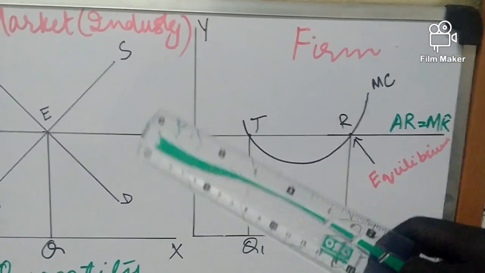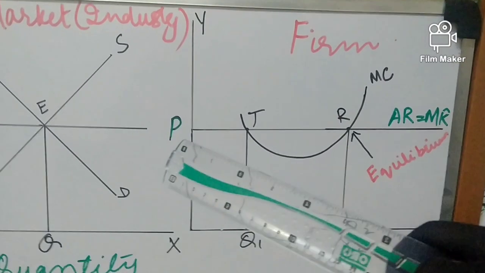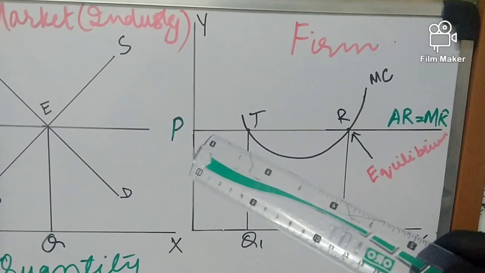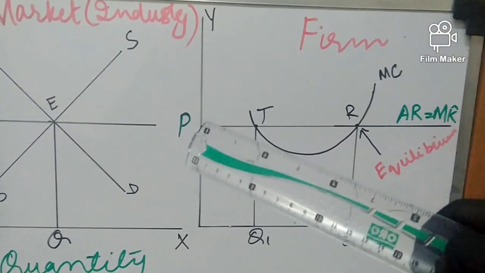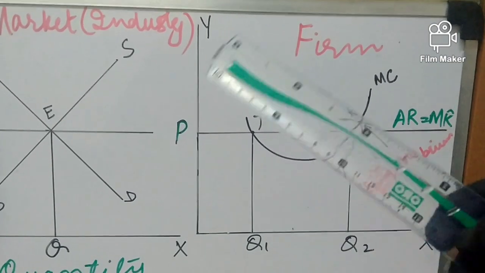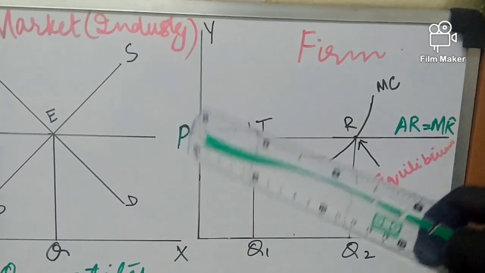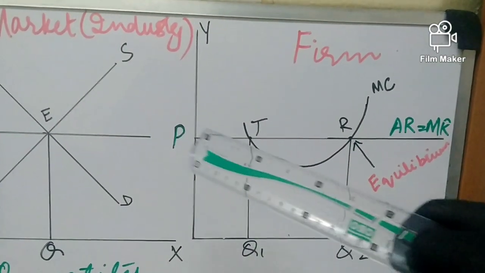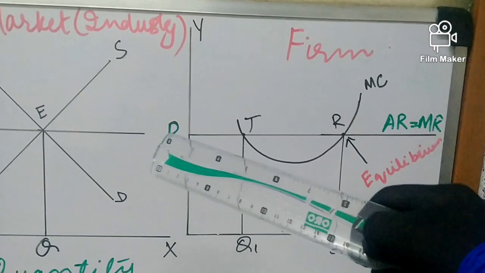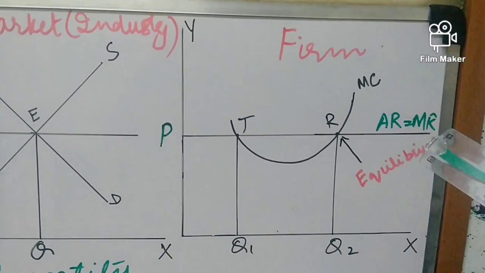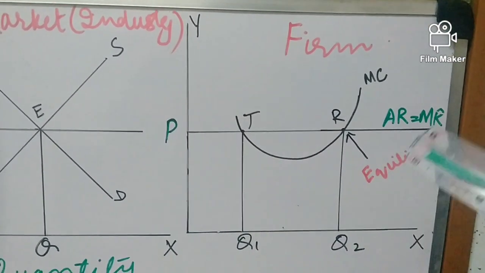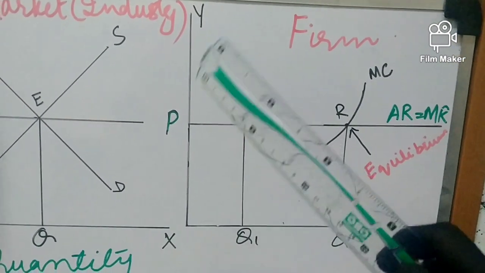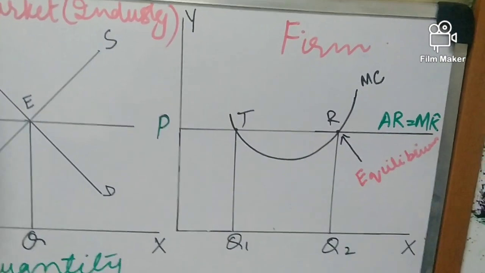as in case of perfect competition the price is parallel, fixed, which is determined by the market demand and supply forces, and the firm is a price taker. Firms cannot influence the price which is determined by the market demand and supply forces. So in the case of perfect competition, price is equal to average revenue is equal to marginal revenue. So the price, average revenue and marginal revenue are simultaneously equal in the case of perfect competition.